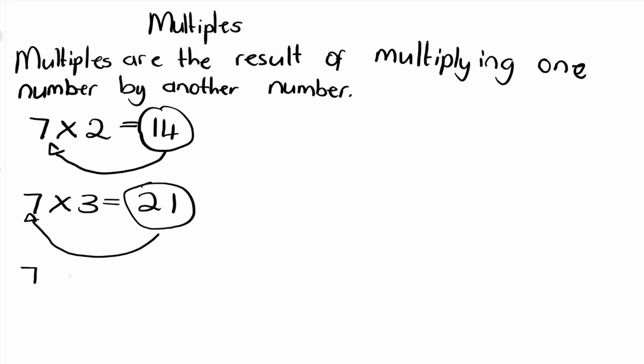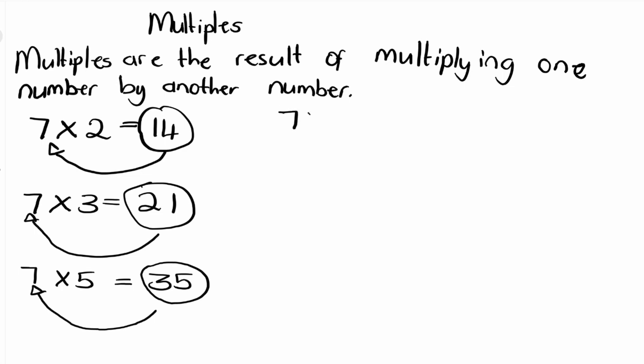7 multiplied by 5 is equal to 35. This means 35 is a multiple of 7. 7 multiplied by 1 is equal to 7. This means 7 is a multiple of 7. This is because every number is a multiple of itself.